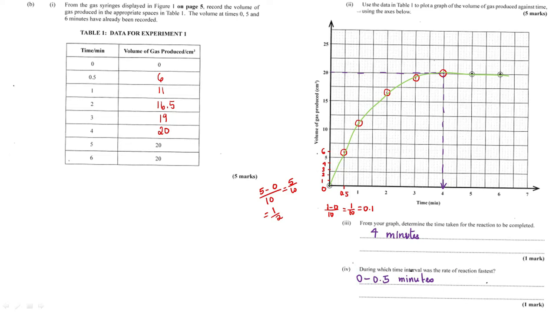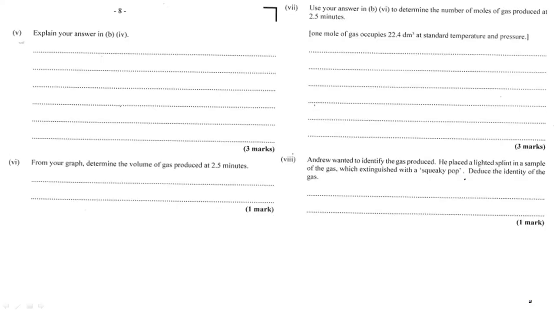So it says, during which time interval was the rate of reaction fastest? Between 0 and 0.5. It produced 6 cubic centimeters of gas, and again that was the most gas produced in half a minute. All right, so once you have that, let's go over here.